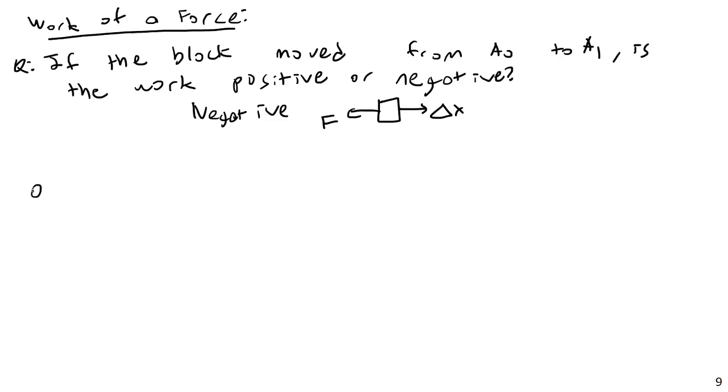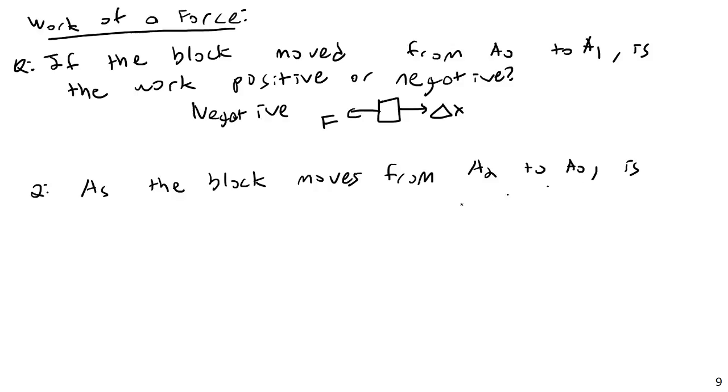Then another question: as the block moves backwards, say it's vibrating back and forth, as the block moves from A2 to A0, is the work positive or negative? I'll just abbreviate U plus or minus. And the answer is this one would be positive.